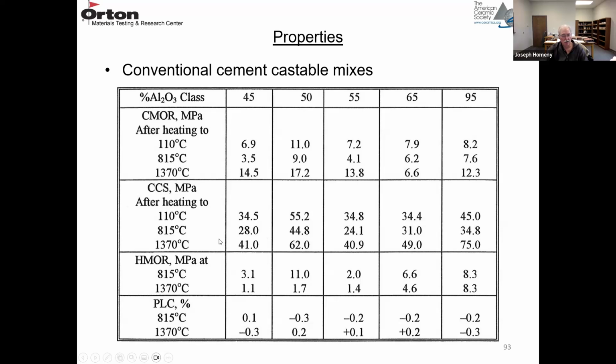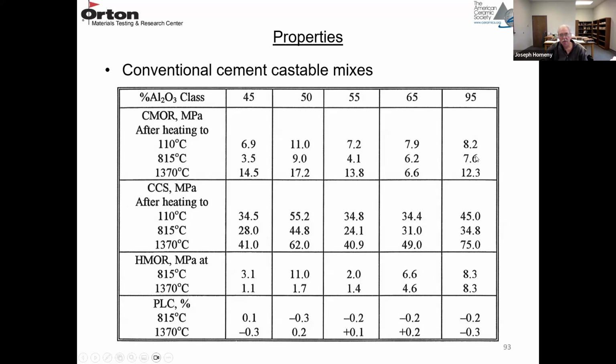And the cold crushing follows the same pattern. You have a loss of strength at the intermediate temperature. And then when you go up to a higher temperature, the materials start to get stronger because of the sintering process. So these are measured at room temperature. But what's probably more important is the high temperature strength. So at 815 degrees C, it has a certain strength.